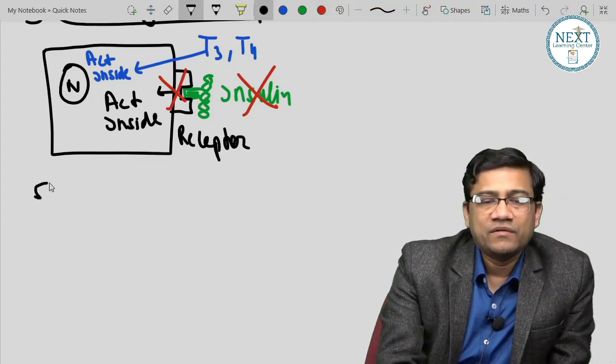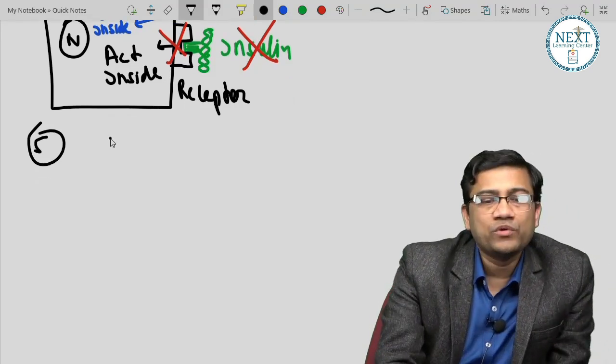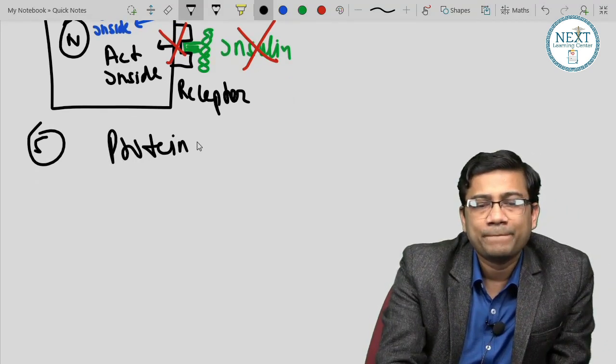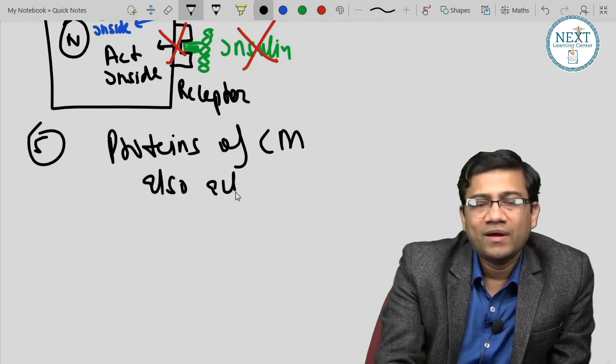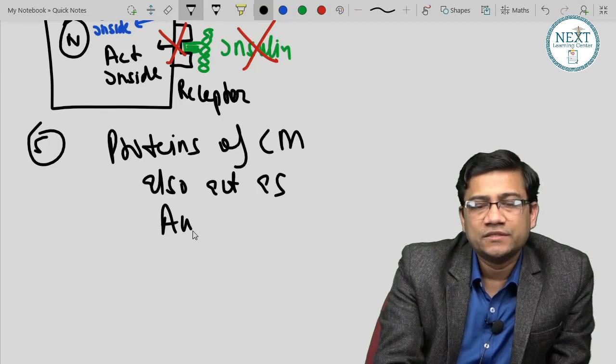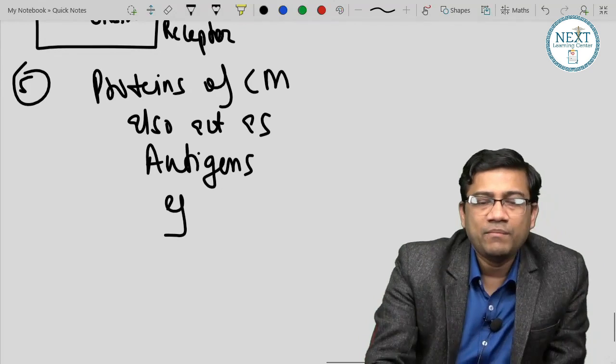Next is number 5, the proteins of the cell membrane. The cell membrane also acts as antigens. Example, MHCs.